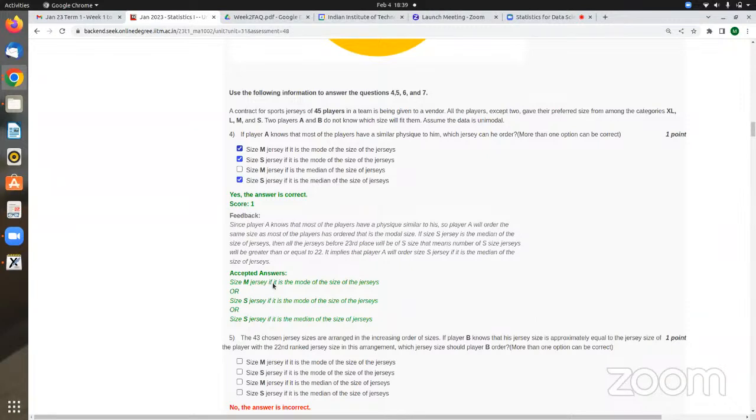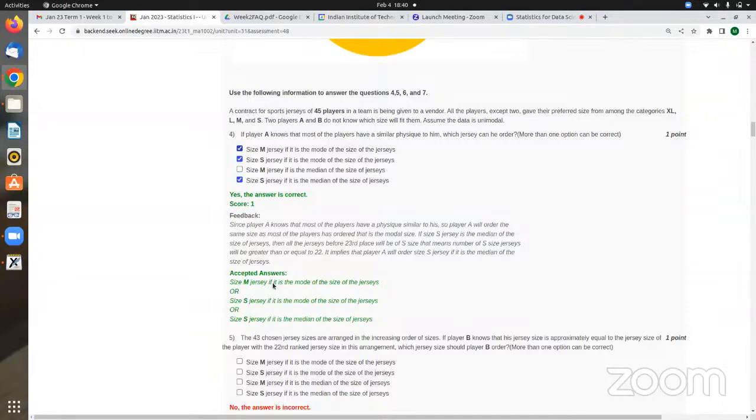But why can't you take M till 23, 24? Exactly, that is the possibility, right? That is the question. We can take multiple possibilities, but we are only talking about M and S.